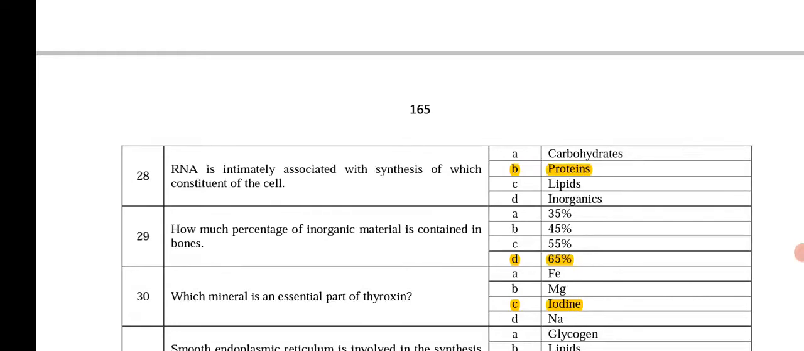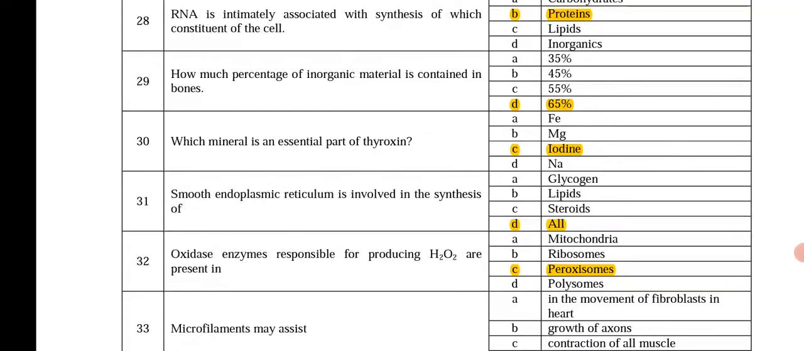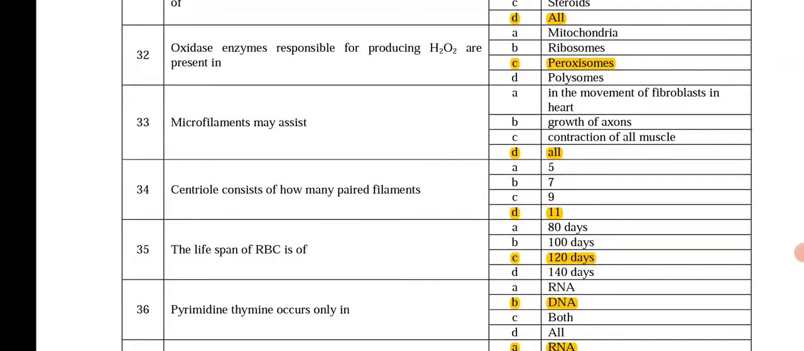RNA is intimately associated with the synthesis of which constituent of the cell? Proteins. How much percentage of inorganic material is contained in bones? 65%. Which mineral is an essential part of thyroxine? Iodine. Smooth endoplasmic reticulum is involved in the synthesis of all, such as glycogen, lipids, and steroids. Oxidase enzymes responsible for producing hydrogen peroxide are present in peroxisomes. Microfilaments may assist in all, such as the movement of fibroblasts, growth of axons, and contraction of all muscles.